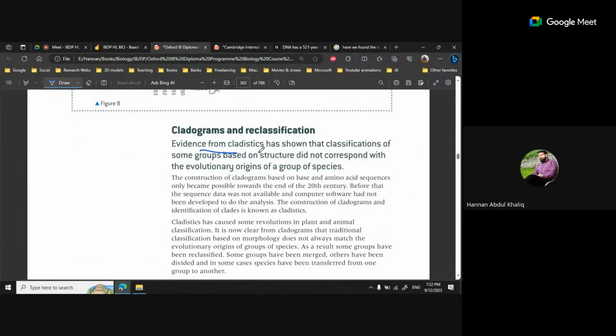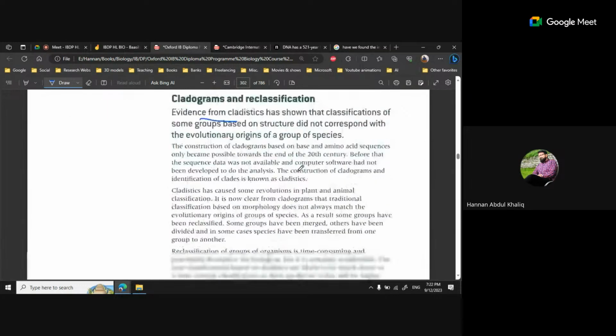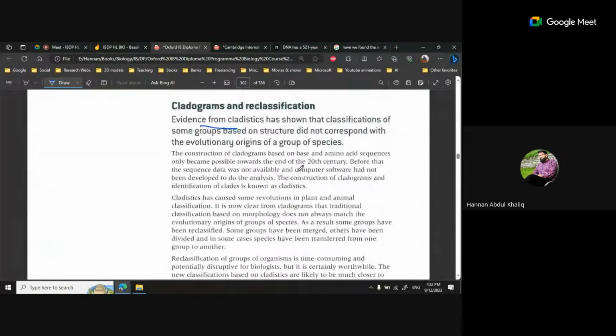Now, evidence from cladistics has shown that the classification of some groups based on structure did not correspond with their evolutionary origin. This is what I was talking about yesterday. Those scientists who had a cladistic approach, when they started classifying the organisms on the basis of clades, the ancestral basis only, found that putting two organisms in the same group or the same taxon is not suitable, because sometimes their characters may look similar but they belong to different ancestry.